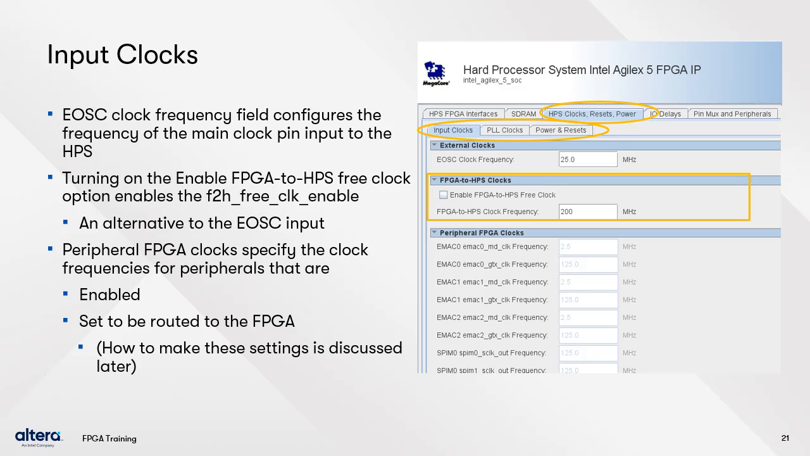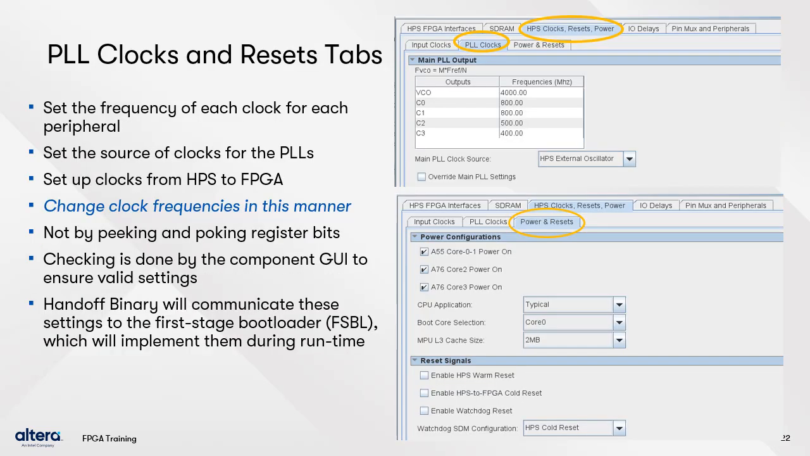The peripheral clock configuration section specifies the clock frequencies for enabled peripherals and the ones set to be routed to the FPGA. The tab inside HPS clocks for PLL clocks can help you set the frequency of each clock for each HPS peripheral, set the source of clocks for the PLLs, and set up clocks from HPS to FPGA. In the Power and Resets tab, you can enable the FPGA signals to reset the HPS, enable the HPS signals to reset the FPGA, and enable reset to be caused by the watchdog timer.